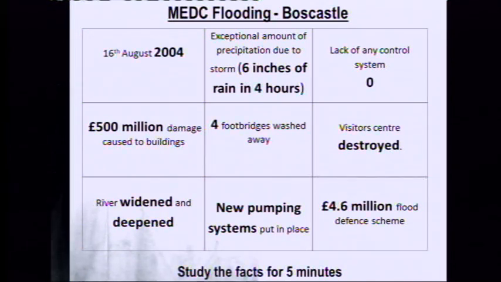There were 6 inches of heavy rainfall in just 4 hours and there wasn't a control system in place. This meant that £500 million worth of damage was caused to buildings, 4 footbridges were washed away and the visitor centre was destroyed. As a result of this, £4.6 million was spent on a flood defence scheme and this incorporated widening and deepening the river channel and putting a new pumping system in place to take the water out of the river when it got too full and take it somewhere else.